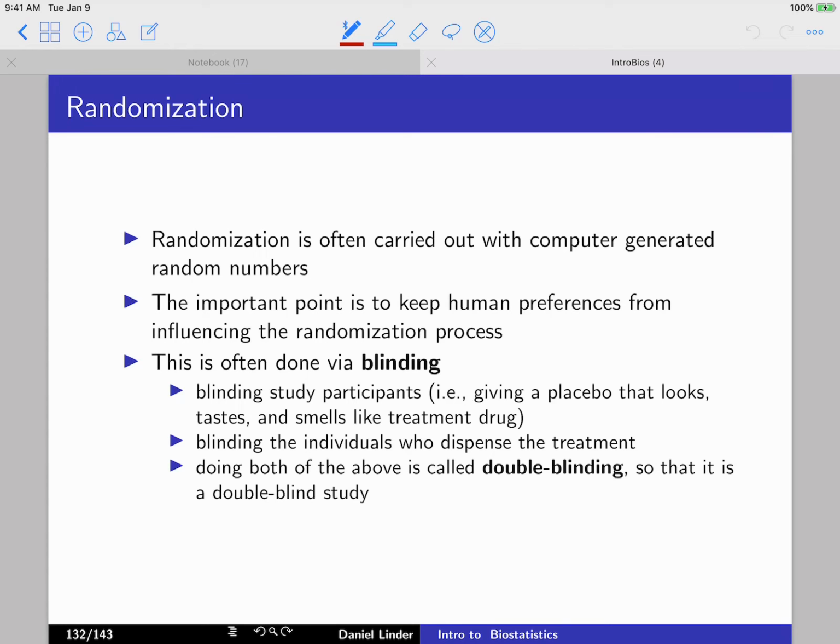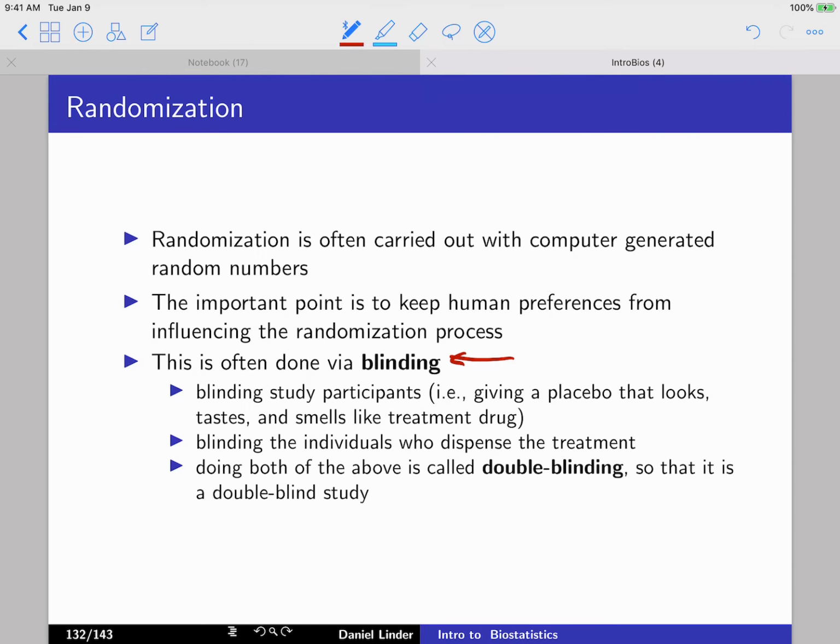And the important point is to keep human preferences from influencing the randomization process. So using software or something like that can help alleviate that. Another way to keep human preferences from influencing the randomization process or the treatment allocation process is to do so-called blinding, which I have here.